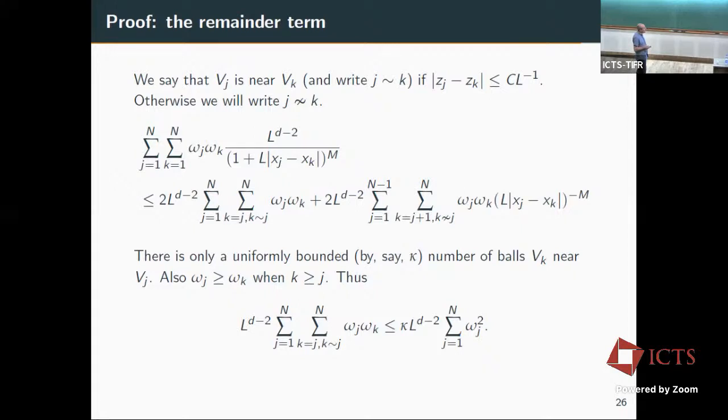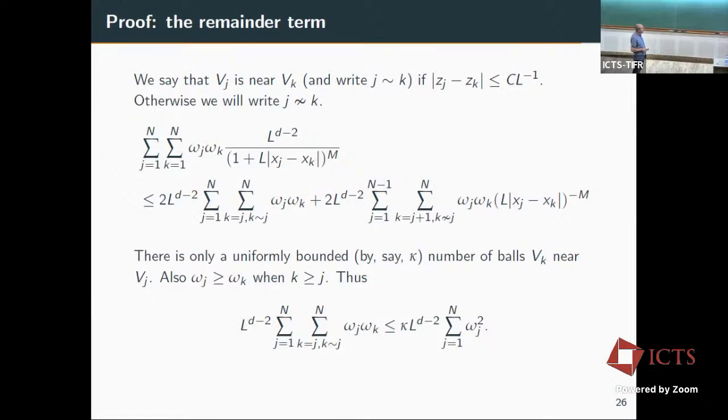And in that case, xj will also be close to xk. These are points in the regions, just as zj and zk are. So this is smaller than 1 over L, essentially, so this is smaller than 1. And I can just estimate this whole term with L to the power d minus 2. There's nothing better I can do. So I just take L to the d minus 2 outside. On the other hand, if j and k are far apart, then I keep this term. I have the L to the d minus 2 outside, but I gain something by means of this, because, of course, this is bigger than 1, essentially.